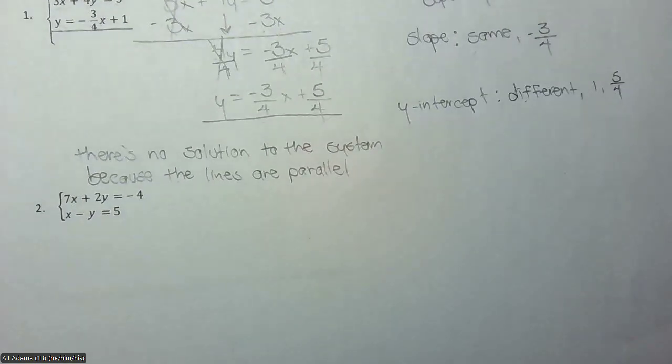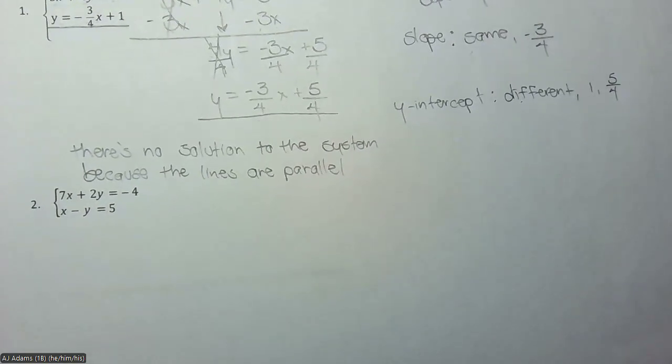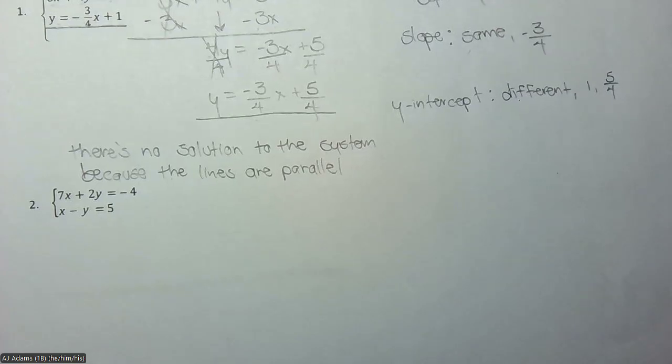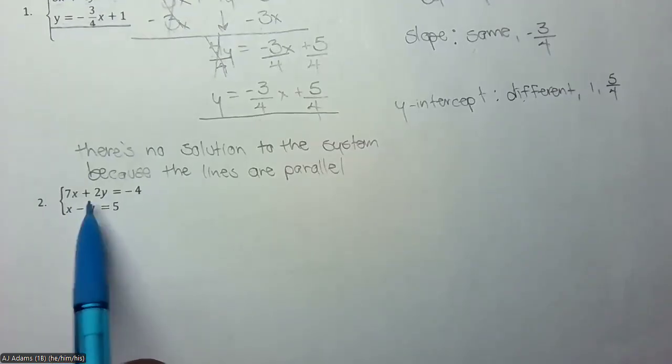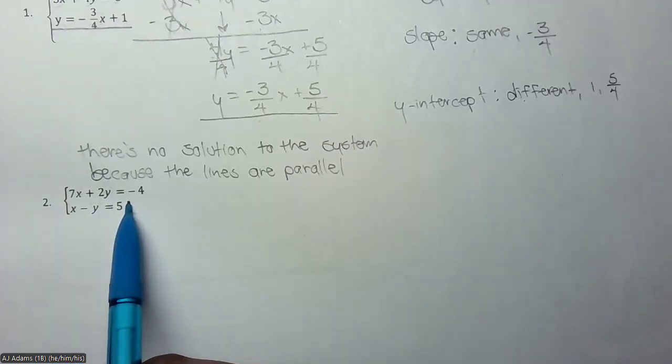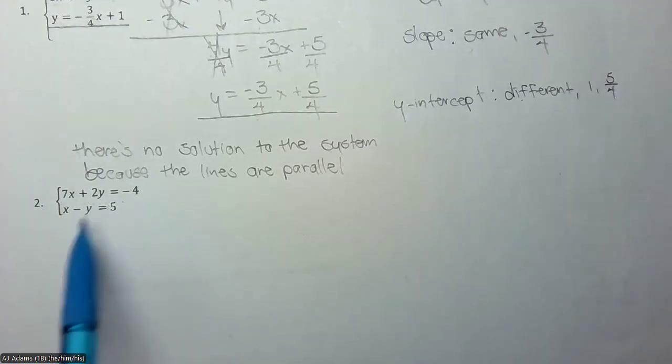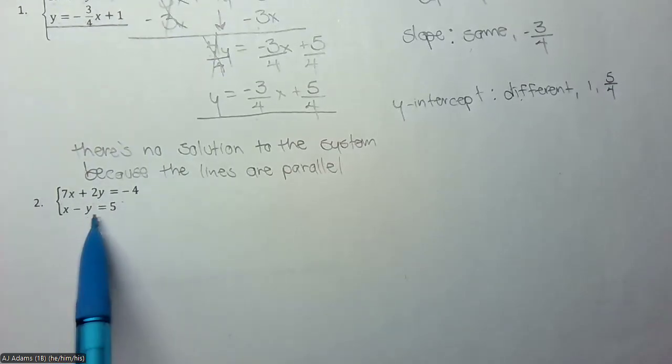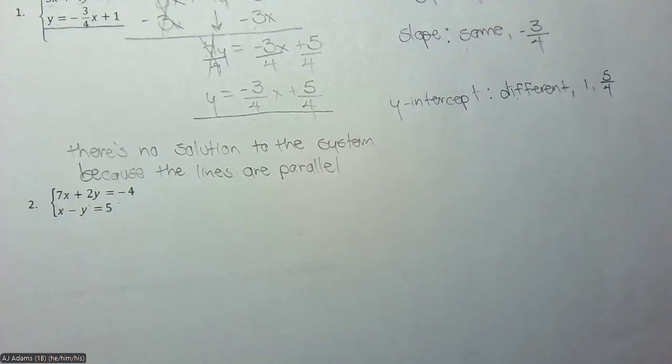All right, so here we go to number 2. Have to start with, are these equations in slope-intercept form? And I see an ax plus by equals c. That's standard form. That's not slope-intercept form. Ax plus by equals c. Here's another equation in standard form. We need to change both of these equations into slope-intercept form.